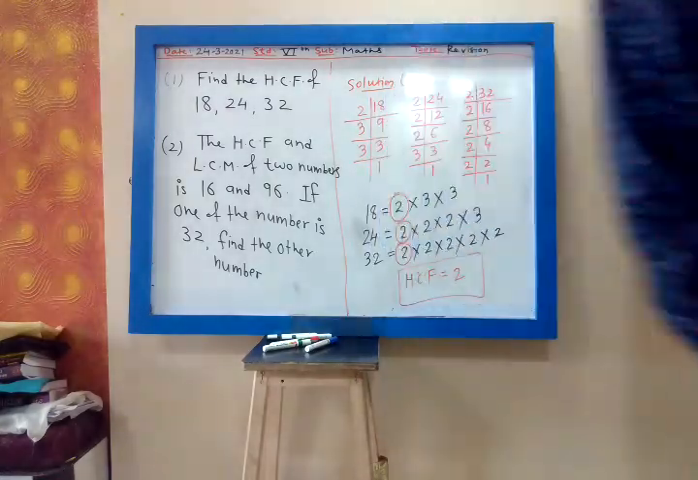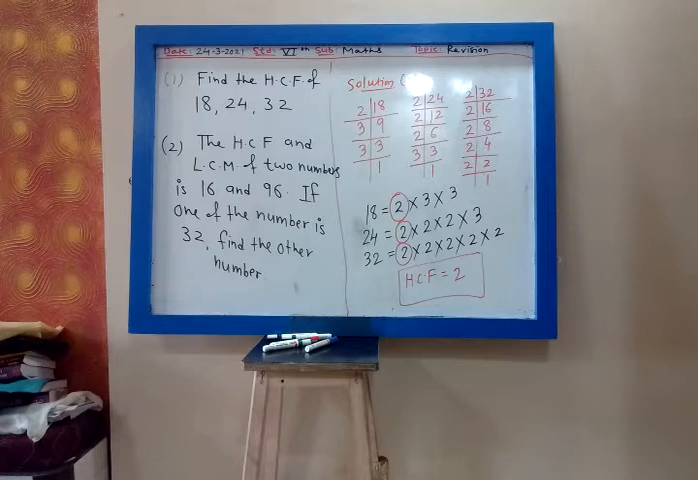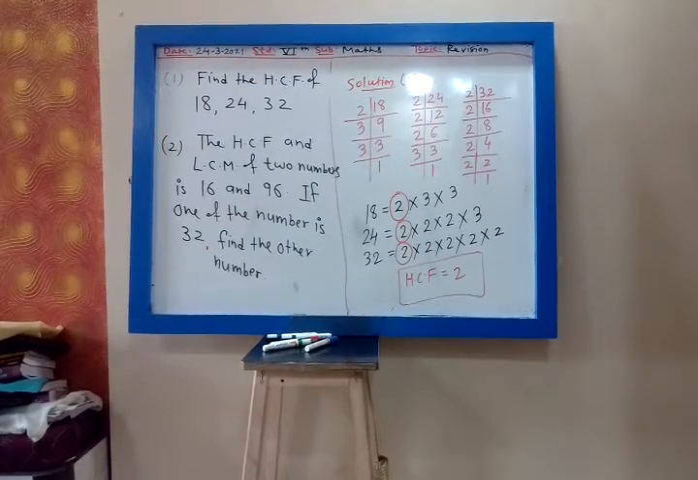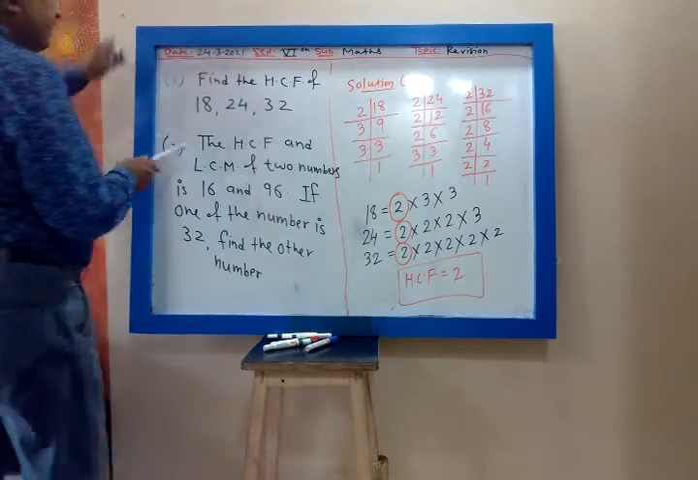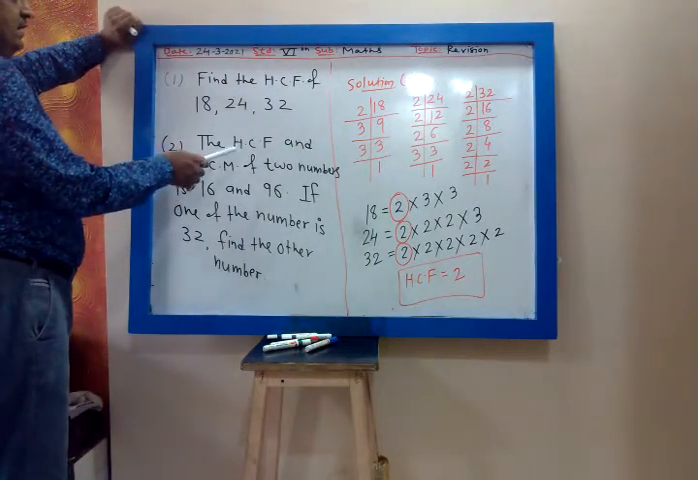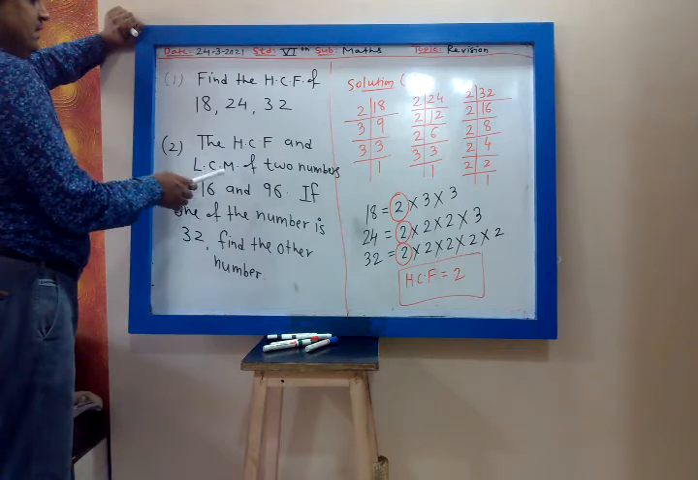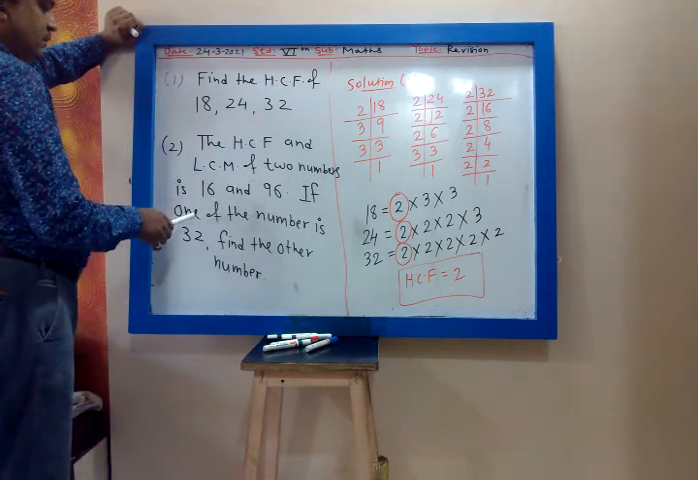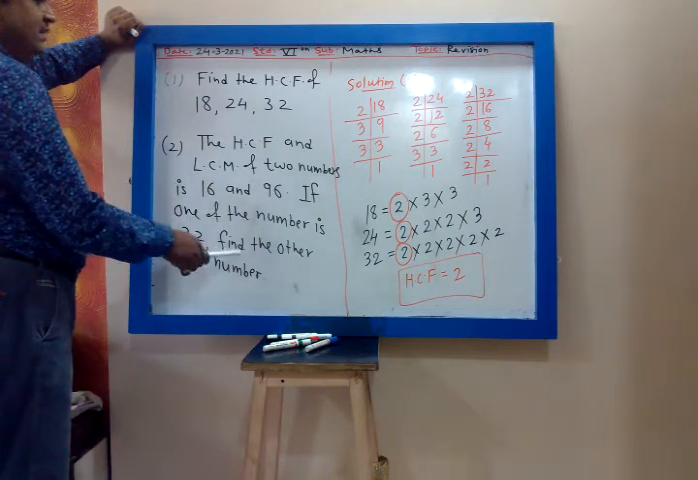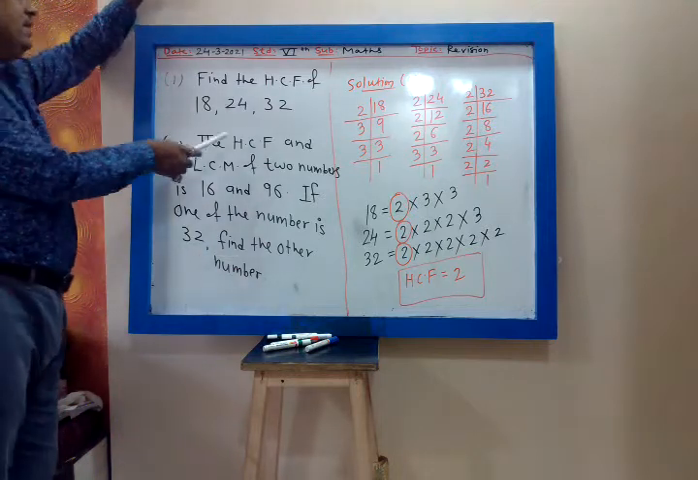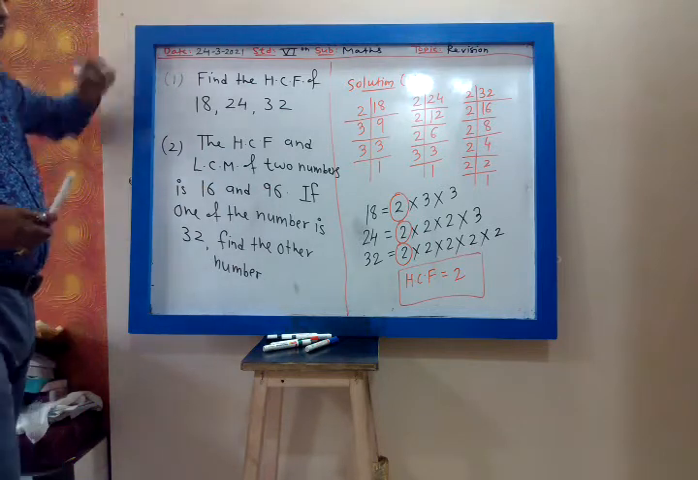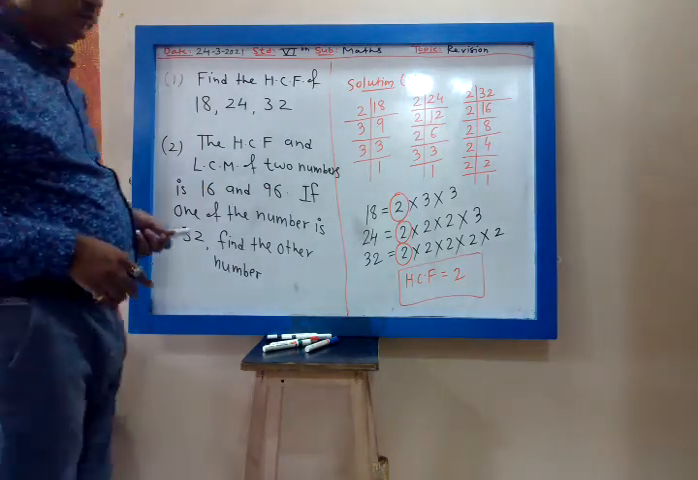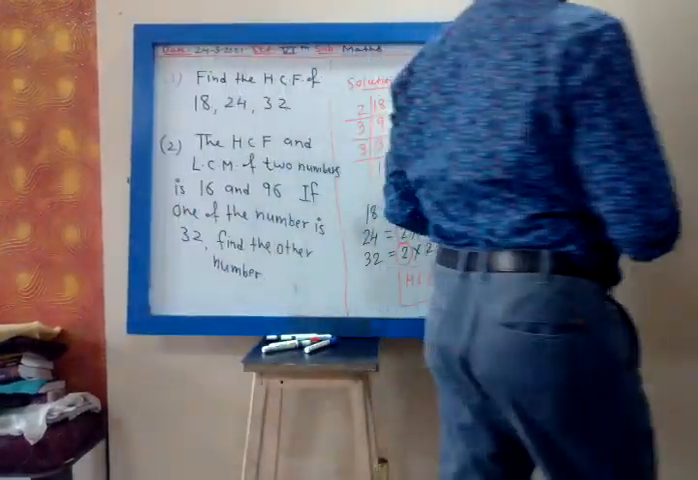Start the second one. The HCF and LCM of two numbers are 16 and 96. HCF is 16, LCM is 96. Then one of the numbers is 32, find the other number. So you are given HCF is 16, LCM is 96. Let me erase this part.